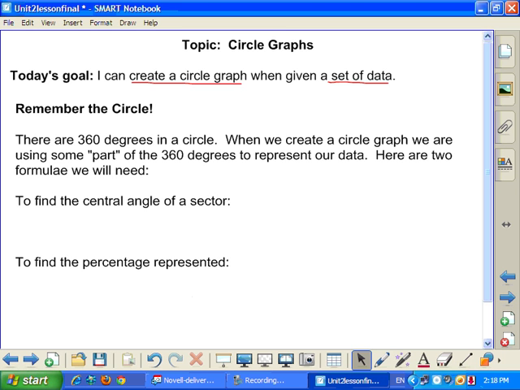From the last unit, remember the circle has 360 degrees in it. Okay, so there's 360 degrees in a circle. We are going to create a circle graph, but we need to create sectors. So in order to find the central angle of a sector, we're looking for theta, we are going to take our percentage as a decimal.